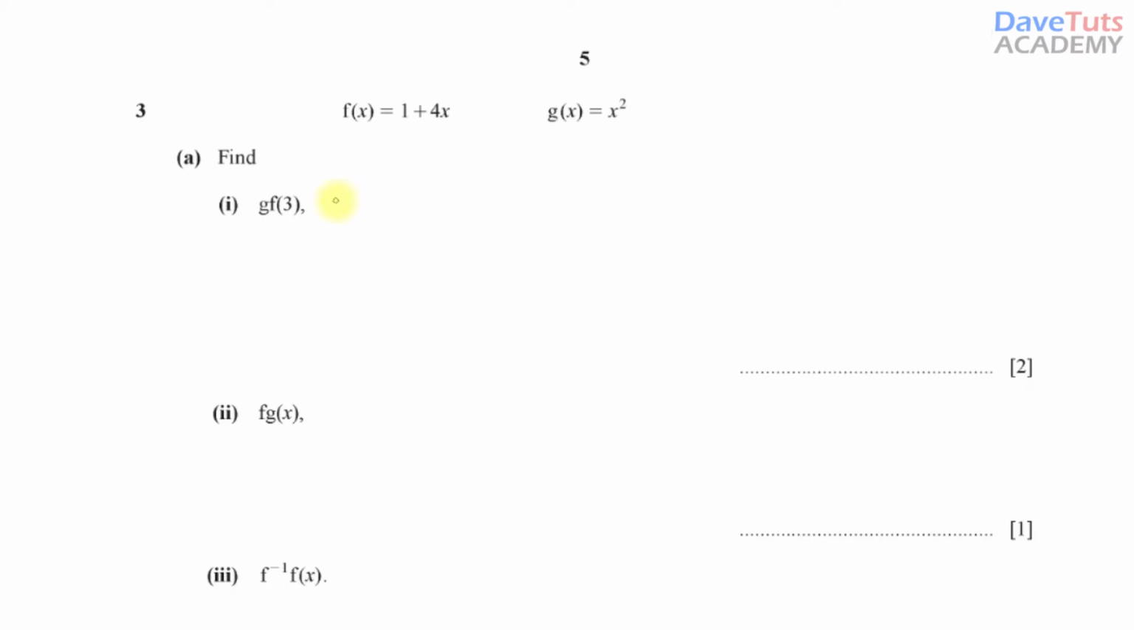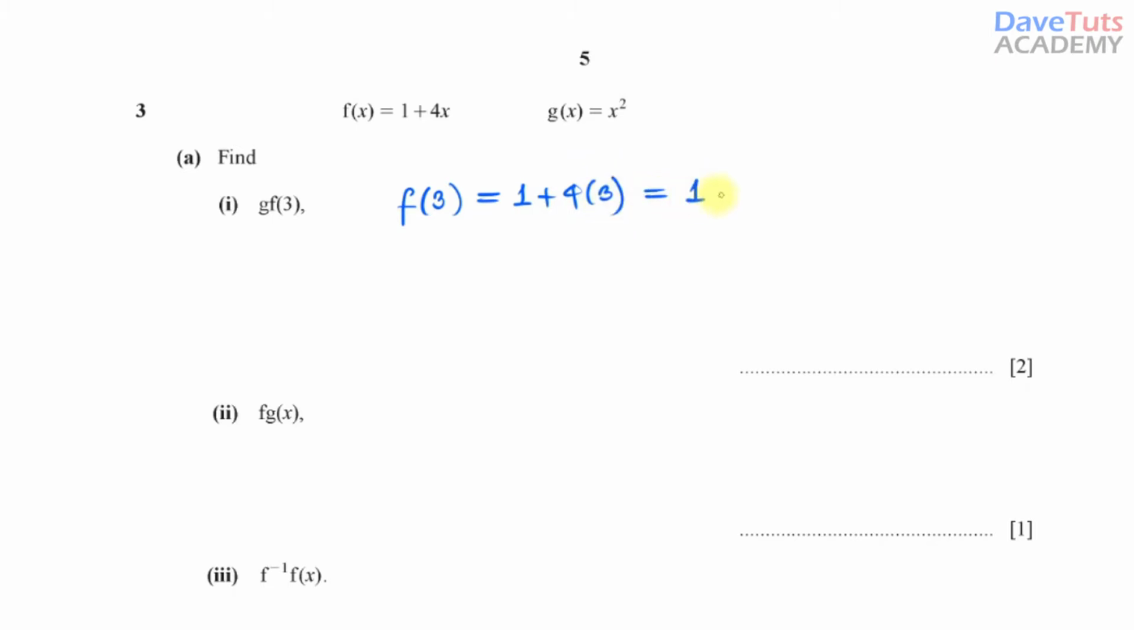Here we'll be working with functions, and we are first asked to find g of f of 3, given that f of x is 1 plus 4x, and g of x is x squared. In this particular case, we have to find g of f of 3. First, we should find f of 3, and for us to do that, we just say f of 3, and here we can see that f of x is defined as 1 plus 4x. So we are replacing x with 3 here, so we have 1 plus 4 times 3.